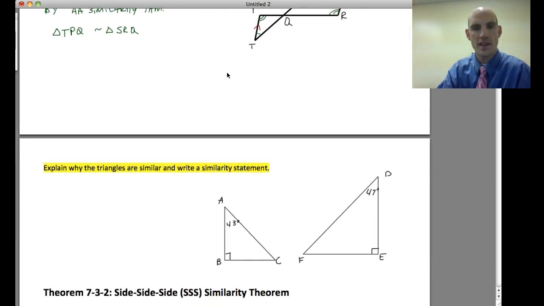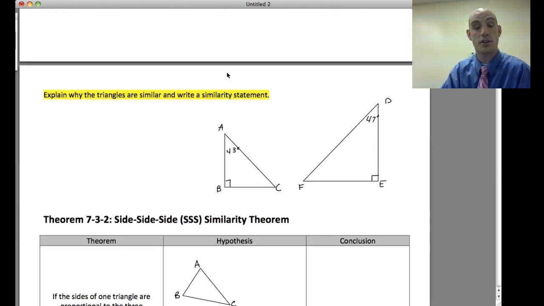Okay? So, using that example as a guide, go ahead and try this one on your own. Bring that one to class. Shouldn't take you too long. I'll give you a hint. You're probably going to use the third angles theorem.